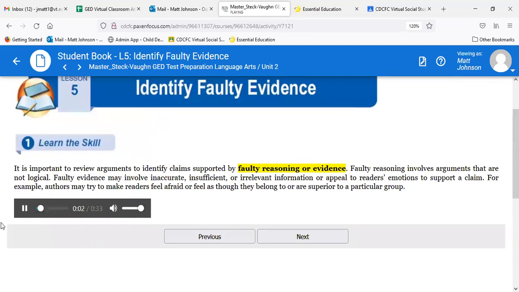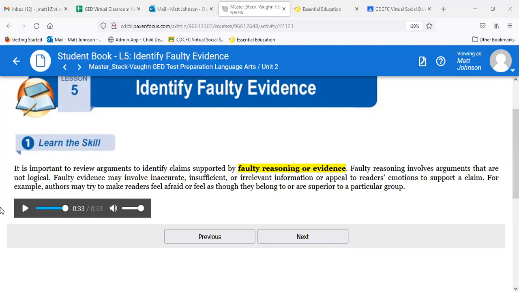It is important to review arguments to identify claims supported by faulty reasoning or evidence. Faulty reasoning involves arguments that are not logical. Faulty evidence may involve inaccurate, insufficient, or irrelevant information, or appeal to readers' emotions to support a claim. For example, authors may try to make readers feel afraid, or to feel as though they belong to, or are superior to, a particular group.